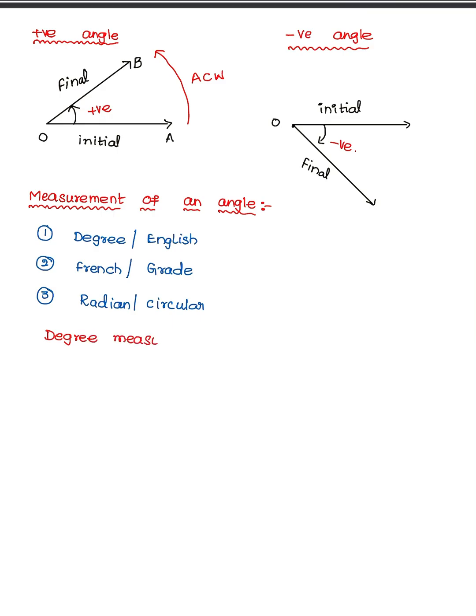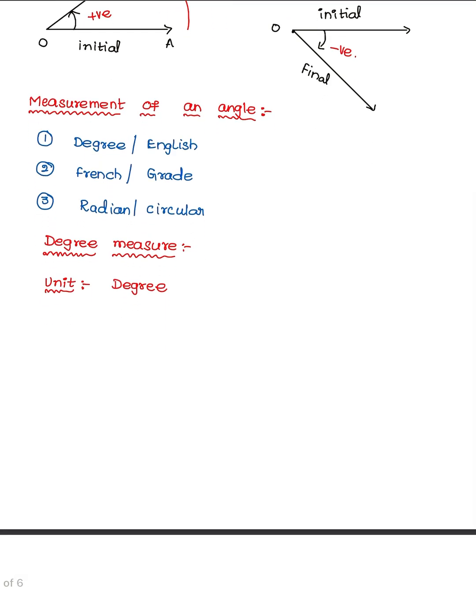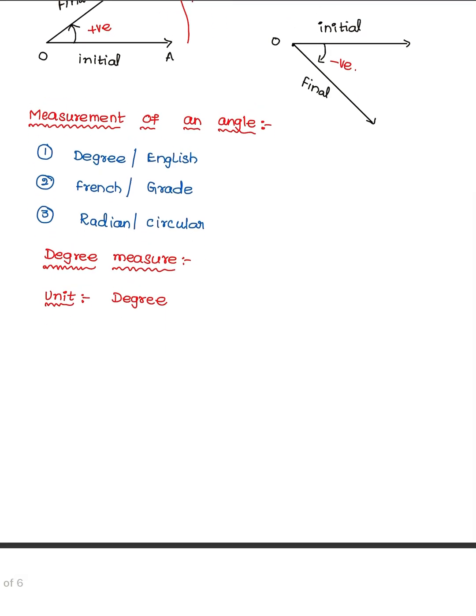To measure any physical quantity, definitely there will be some unit. So to measure the angle also, in degree measure, we have one unit, that is a degree. And what is 1 degree? Let us start in detail about this degree measure, from degree onwards.